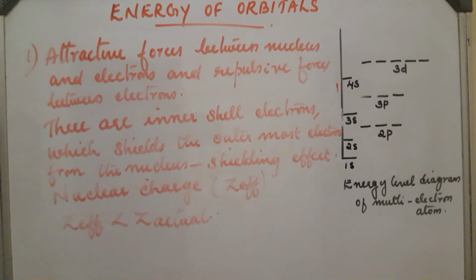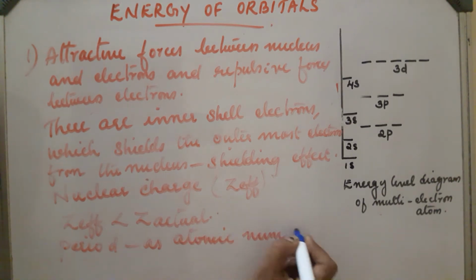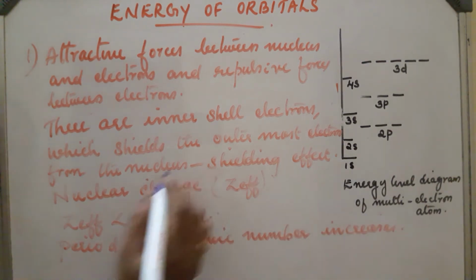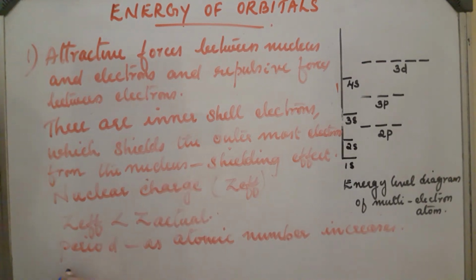But in the case of a period, what will happen? From left to right, the size of the atom decreases. That means if more electrons are added in the same shell, the nuclear attraction increases. That is why the size decreases. So as the atomic number increases, despite this shielding effect, there is greater nuclear charge.